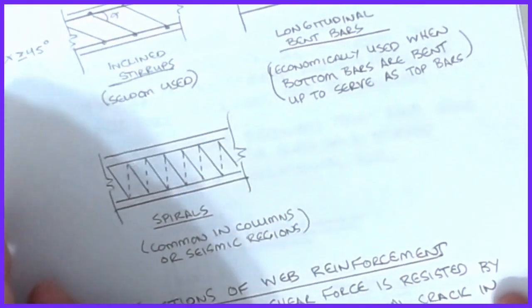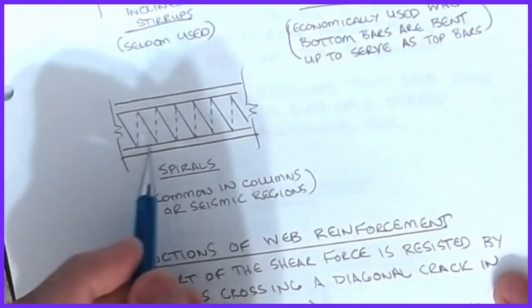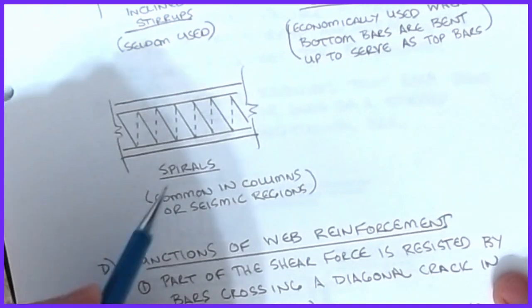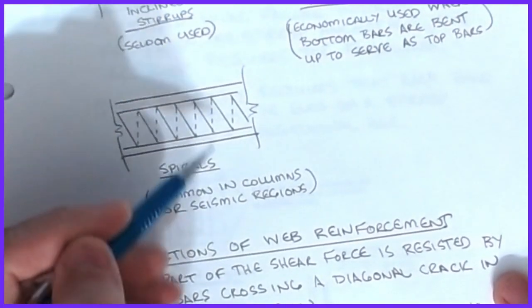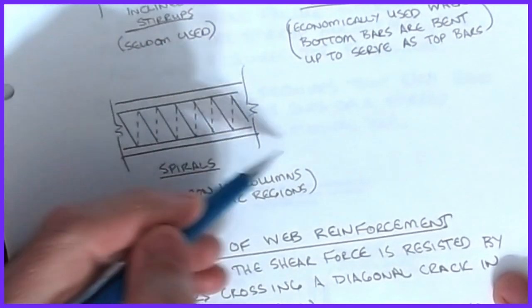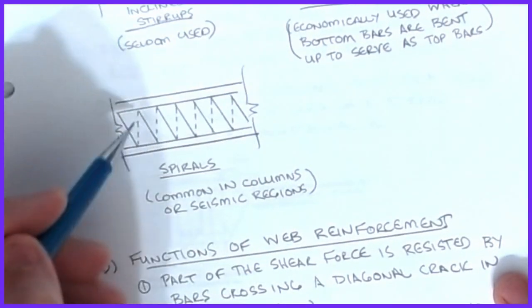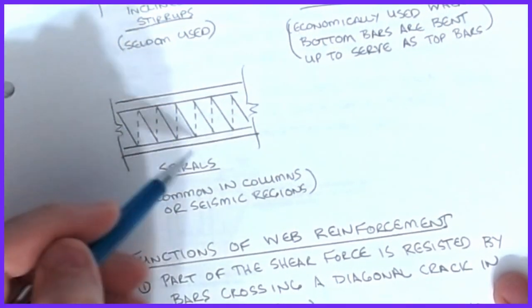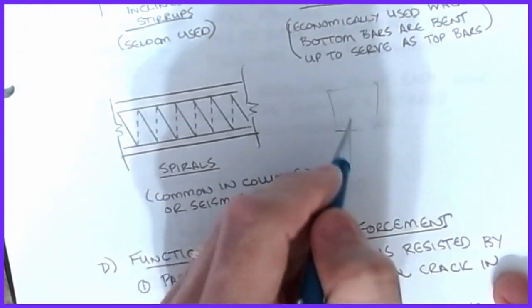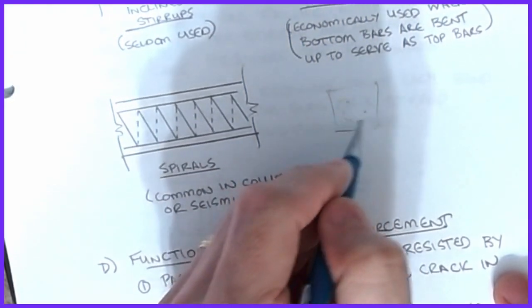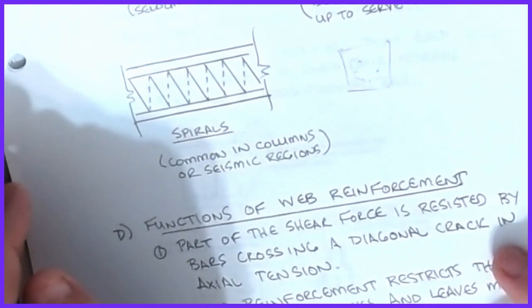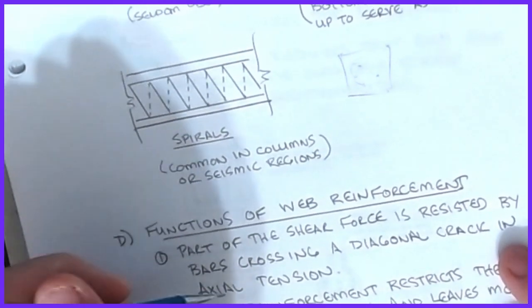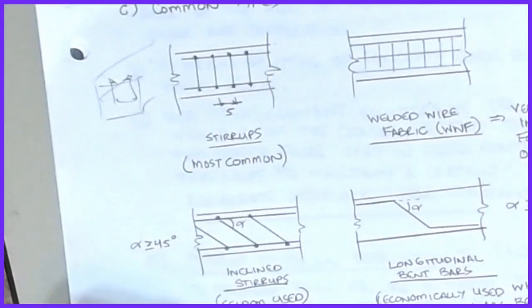And then the other one that's used typically in columns or in seismic regions is some sort of spiral, in which it's a single bar that's wrapped, kind of like a corkscrew or that slinky pattern, if you will, that goes all the way around and comes around the bars and wraps. So here's my column, and I'm basically taking this bar and it just spirals its way down. So those are the typical types of reinforcement. For what we're going to work on in this class, though, we're going to stick mainly with stirrups.